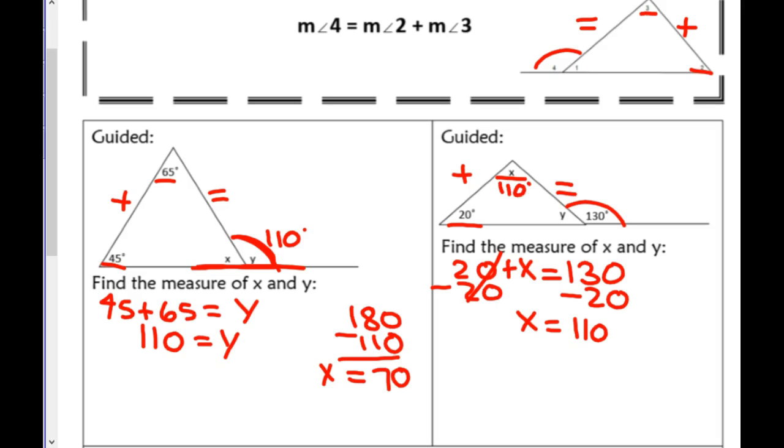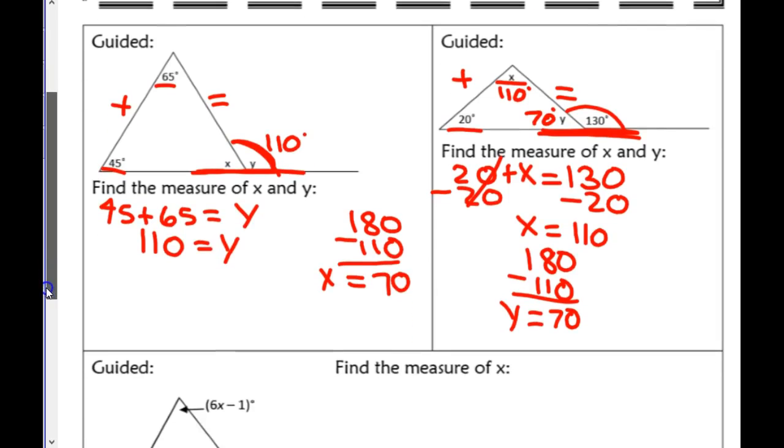And how can I figure out Y? There's two ways. Okay, the 130 and the Y are a linear pair. They add up to 180. So yeah, 180 minus 110 is 70, right? So Y equals 70. Easy? All right, let's make it harder.